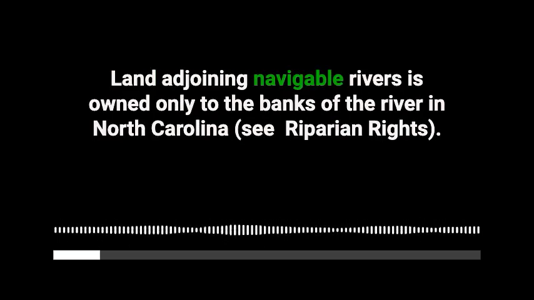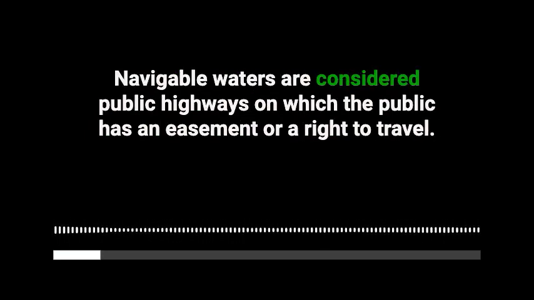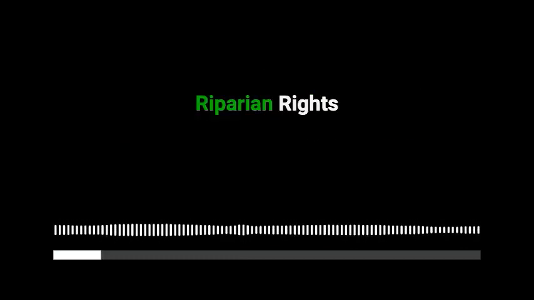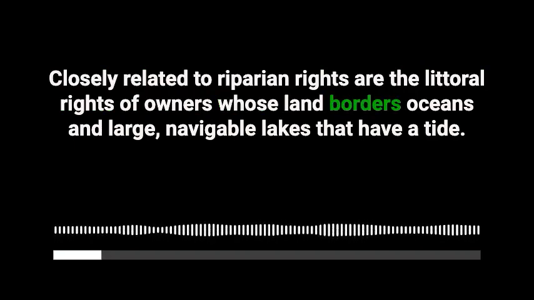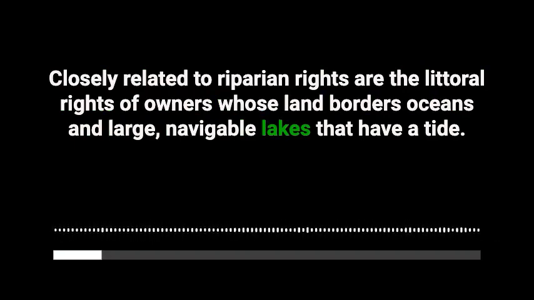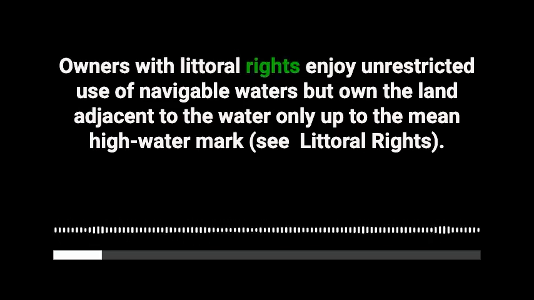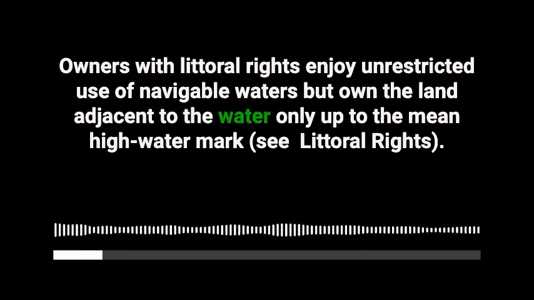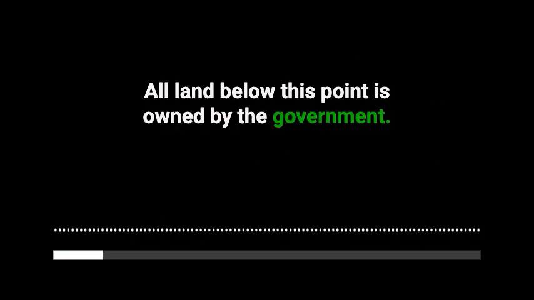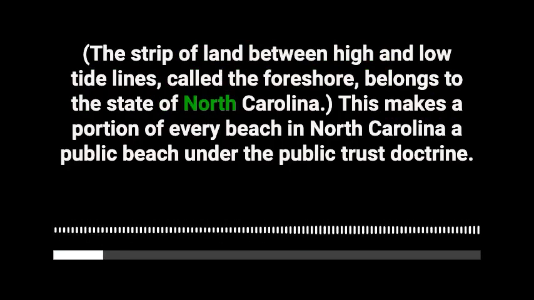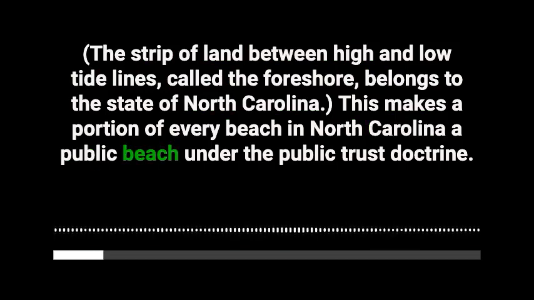Land adjoining navigable rivers is owned only to the banks of the river in North Carolina. Navigable waters are considered public highways on which the public has an easement or a right to travel. Littoral rights. Closely related to riparian rights are the littoral rights of owners whose land borders oceans and large, navigable lakes that have a tide. Owners with littoral rights enjoy unrestricted use of navigable waters, but own the land adjacent to the water only up to the mean high water mark. All land below this point is owned by the government. This makes a portion of every beach in North Carolina a public beach under the public trust doctrine.